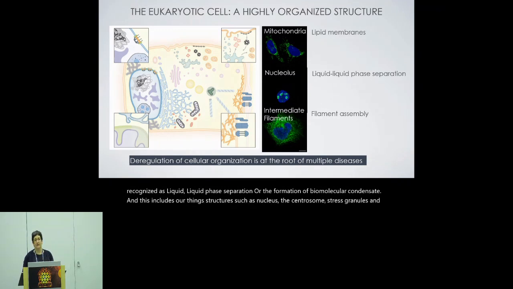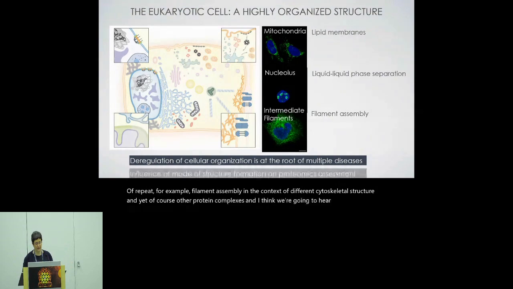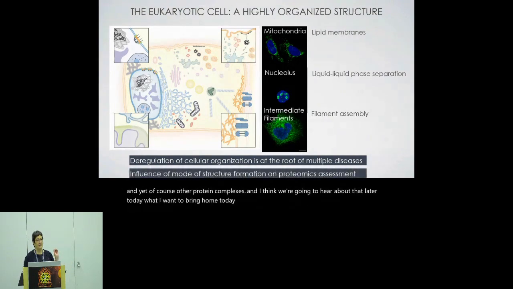Yet there are other structures that are formed by polymerization of repeats, for example, filament assembly in the context of different cytoskeletal structures. And of course, there are protein complexes, and I think we're going to hear about that later today. What I want to bring home today, though, is that not all of the structures are created equal, and therefore they're not going to be as easily analyzed by different approaches, depending on which structure you're interested in.